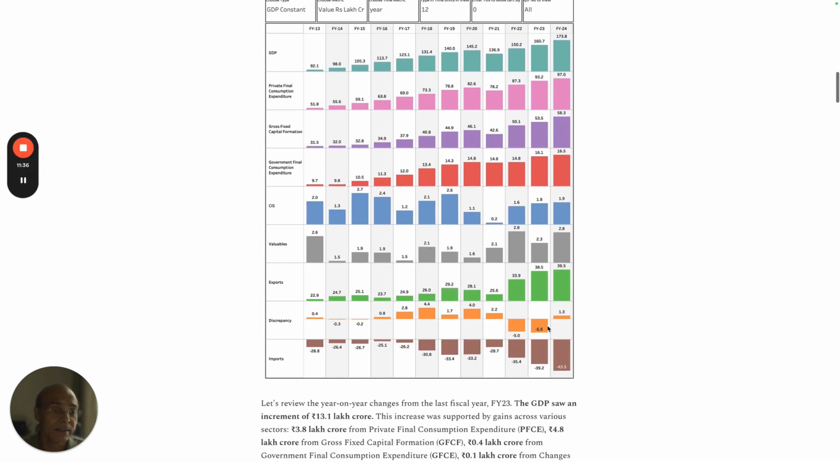And then the discrepancy part we spoke about, and the rising imports compared to exports. If you look at exports, the numbers have not grown significantly, though we have been talking about increasing exports. This number is only 1 lakh crore compared to what we saw last year, while imports have increased, right? And that is a matter of concern because it is pulling down our GDP, because imports get subtracted from the overall GDP numbers.